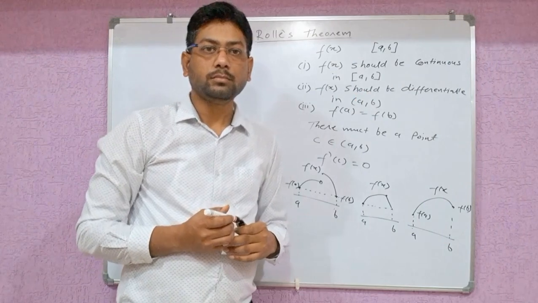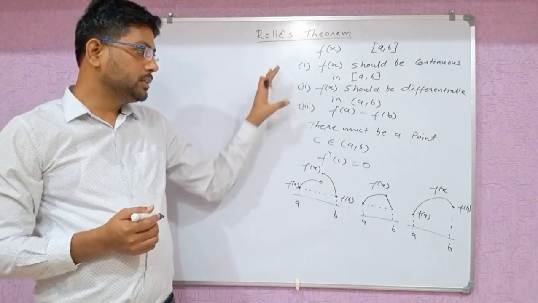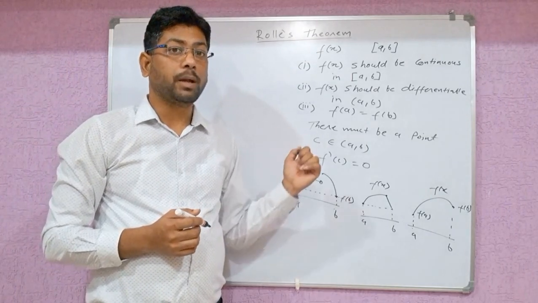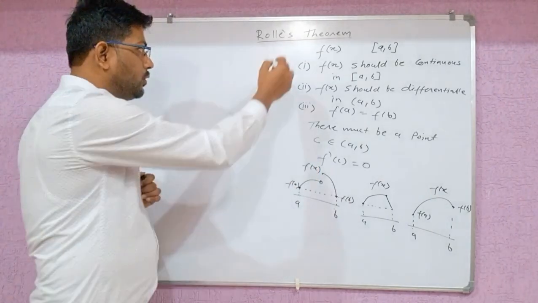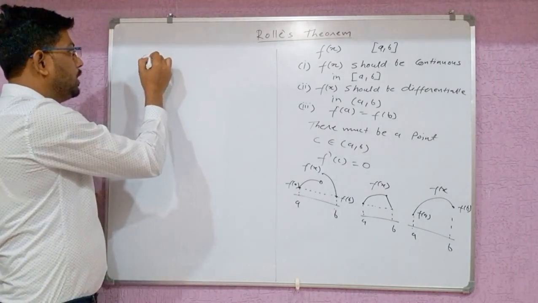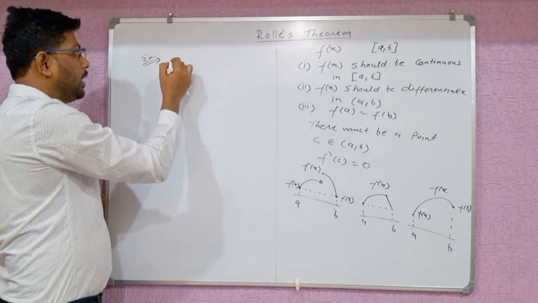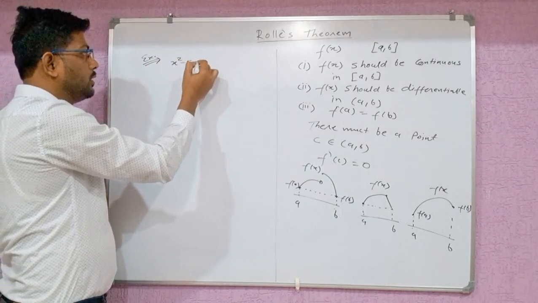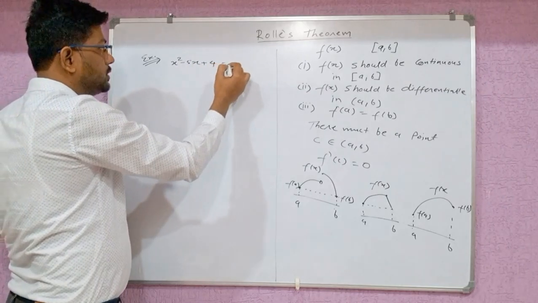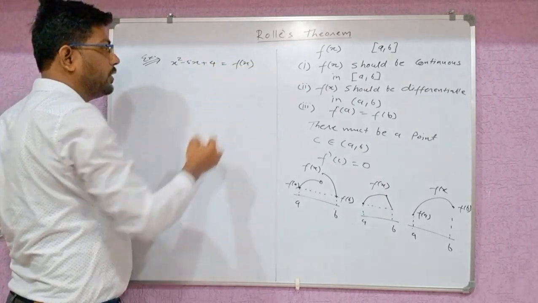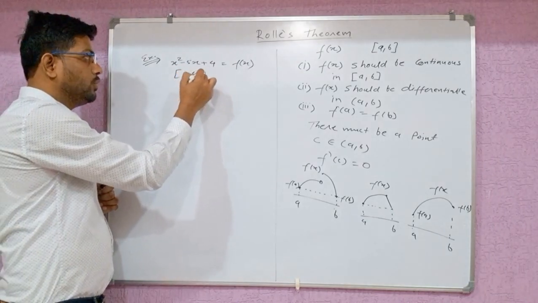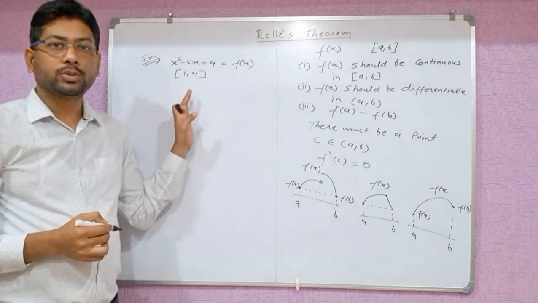So all these three conditions, when these are not satisfied, that we have seen. Now let's see when we'll apply this Rolle's theorem. For that let's take one example. x square minus 5x plus 4. Let's suppose this is the function f(x) we have given and the interval we have given is 1 to 4. So we'll apply Rolle's theorem here.